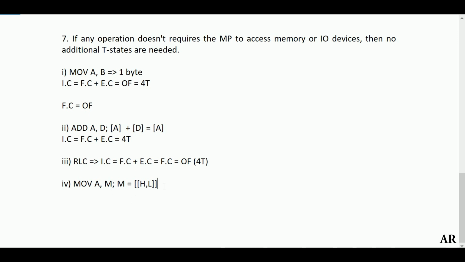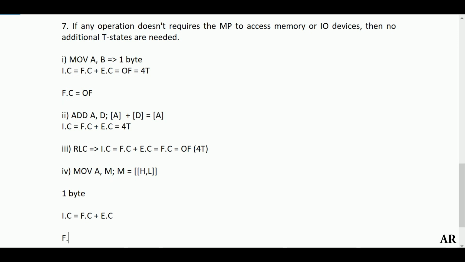If you try to put it in this format, instruction cycle equals fetch cycle plus execute cycle. Move A comma M. Now M is a memory pointer, A is a register, move is an opcode. So this entire instruction will just take 1 byte because no additional data or address is provided. It's a 1 byte instruction. Since it is 1 byte, your fetch cycle will only involve opcode fetch because no additional data has to be fetched. So the fetch cycle will just be opcode fetch.